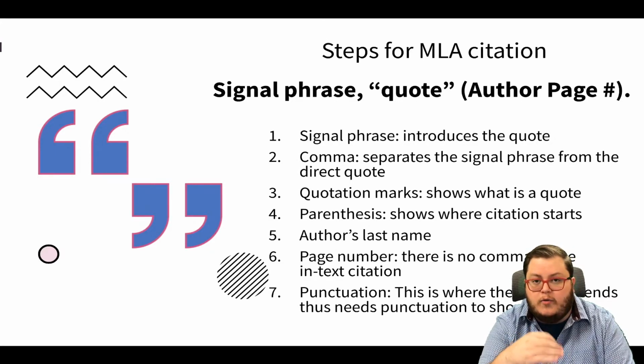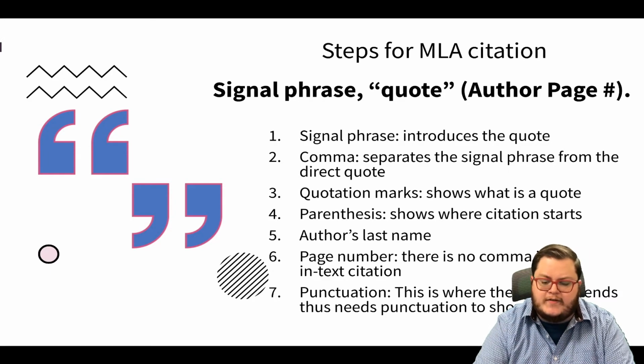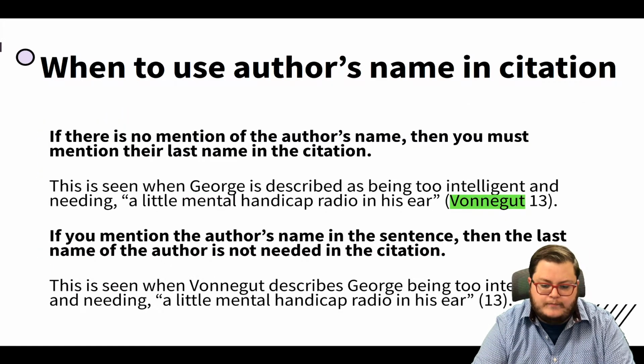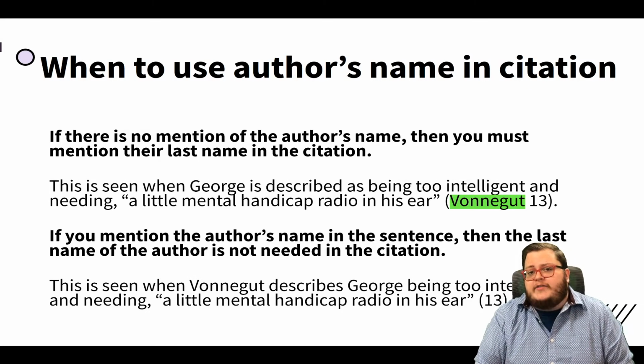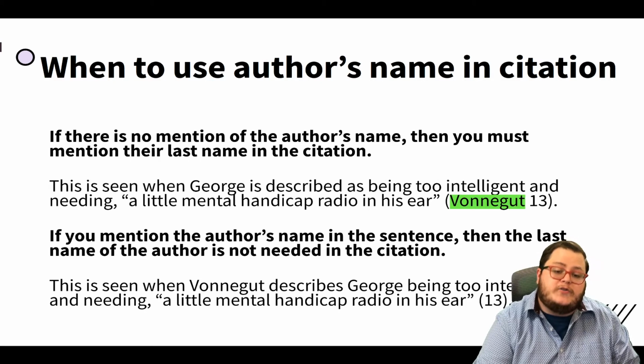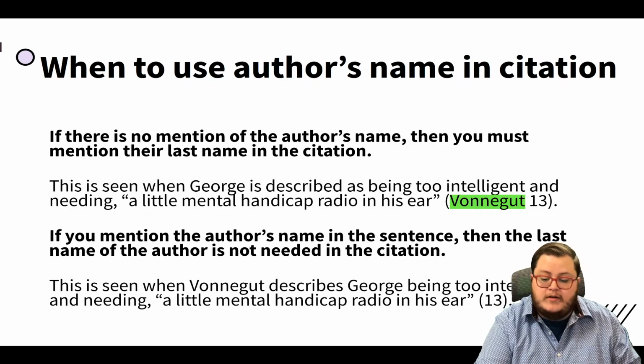If you have a direct quote and it ends at a period, you move that period all the way to the very end of that whole sentence, because that's where it belongs. The exceptions are usually an exclamation mark or a question mark, because that helps build tone and emphasis on the sentence. And then the other thing is that you don't always have to use the author's last name. If you introduce the author in the signal phrase, you just need the page number. If you don't mention the author's last name, then you have to include it in the citation.